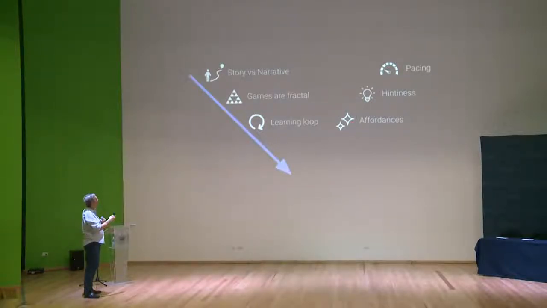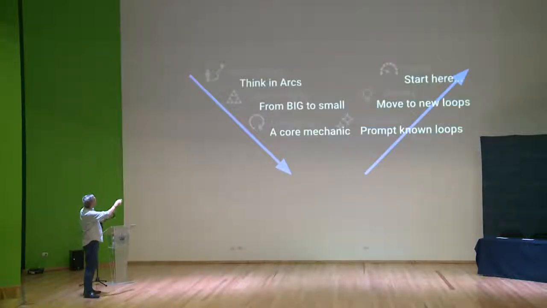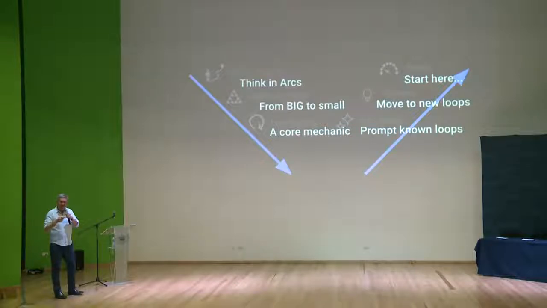I think this is very powerful, because in a sense, story versus narrative means think in arcs. What is the user trying to do? Give them a story. Help them get started. Games are fractal. Take a big object, break it down into small objects. Learning loop. Come up with your core mechanic. What is the one thing that you have to do? And then once you have that core mechanic, prompt the known loops. Make sure they don't forget it. Go over and over and over again. But use hintiness to move to new loops. Get them to the new ones. And of course, when you very first start the game, have a very clear call to action. This, to me, is a very powerful and strong way of taking a look at it.